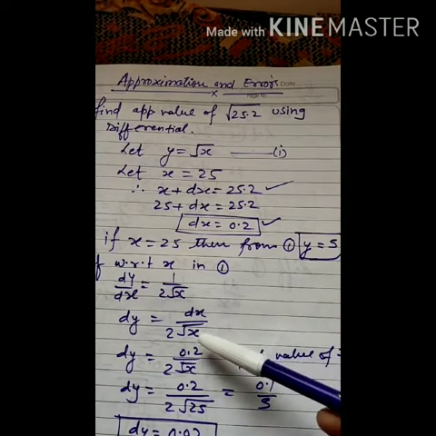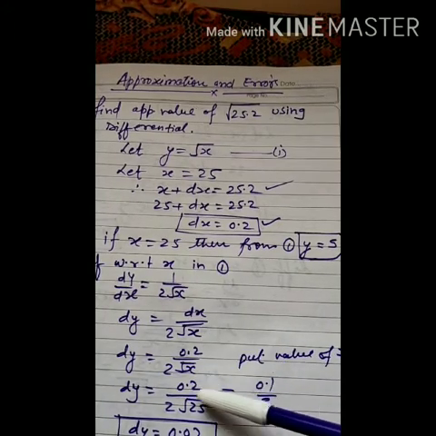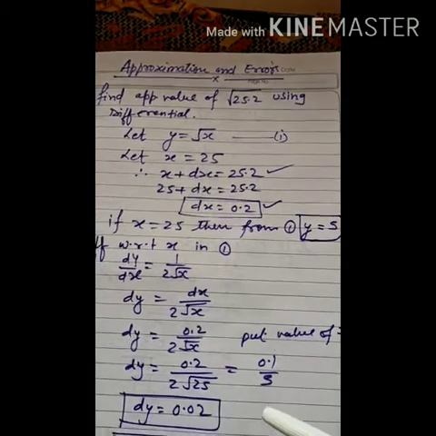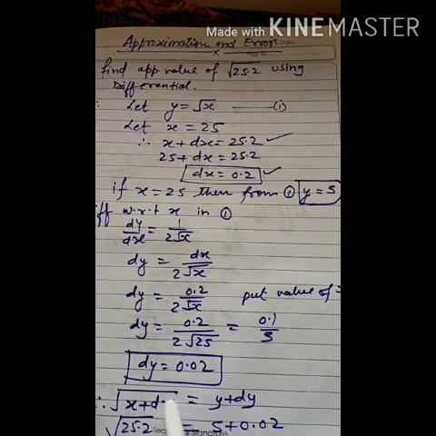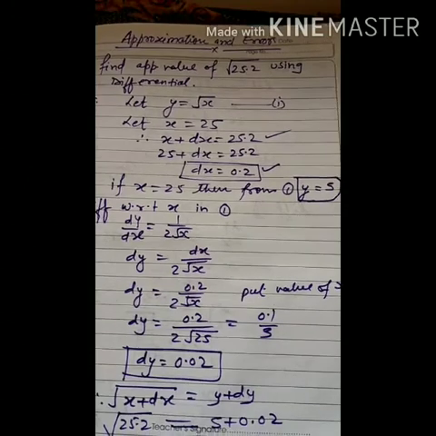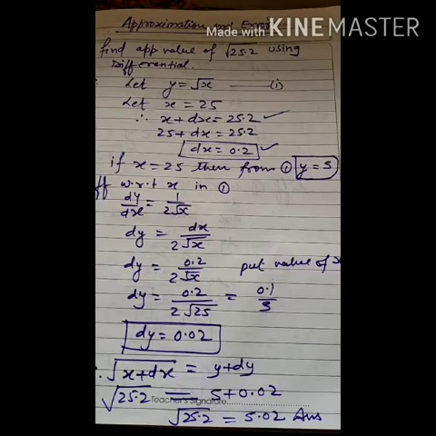Now put the value of dx and x. Okay. So after putting the value of dx and x, after simplification we will get 0.1 upon 5, which equals 0.02. Now after this, the value of root of x plus dx will be y plus dy. So x plus dx is nothing but 25.2, and the values of y and dy are this much. Now add these two values, we will get the final answer. This is the approximate value of square root of 25.2: 5.02.